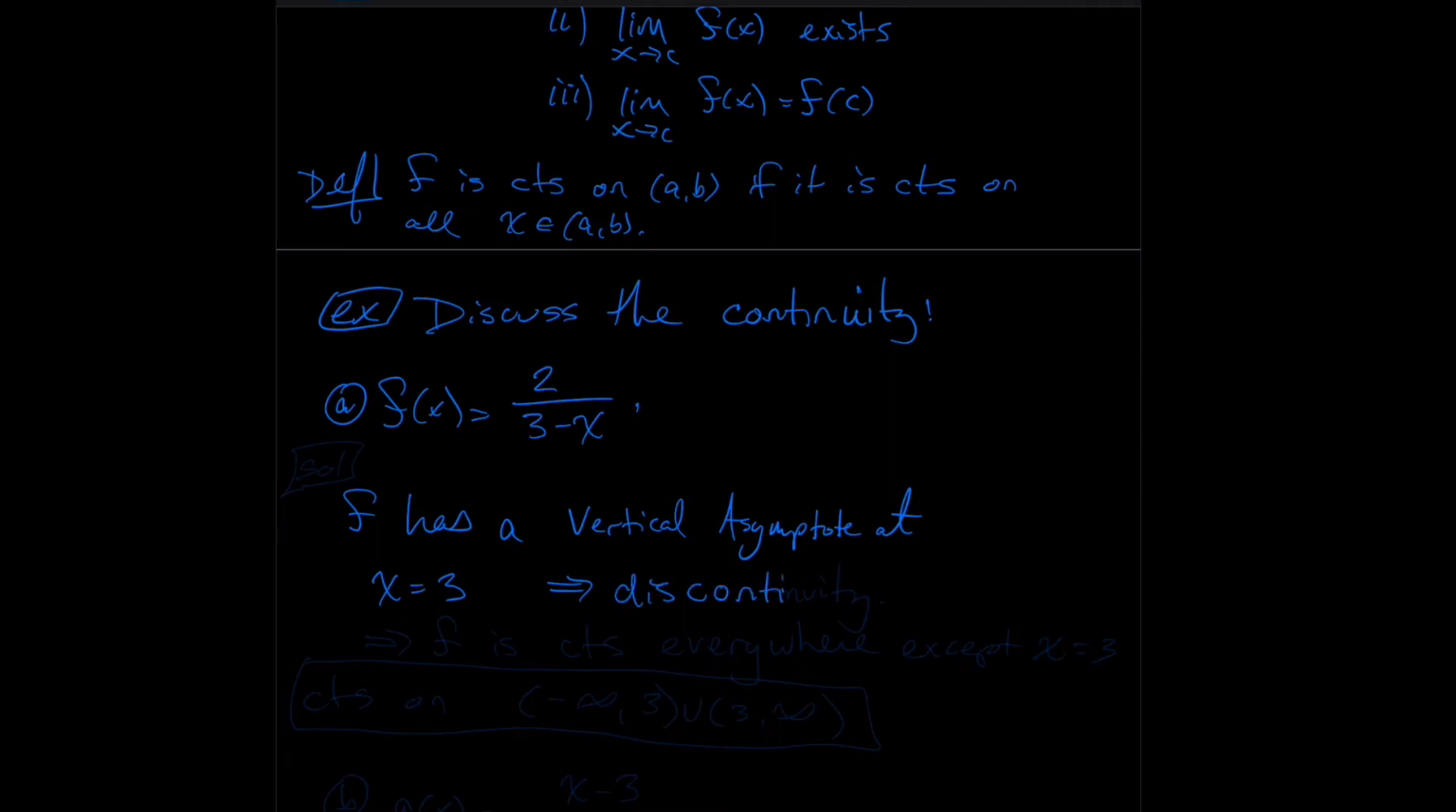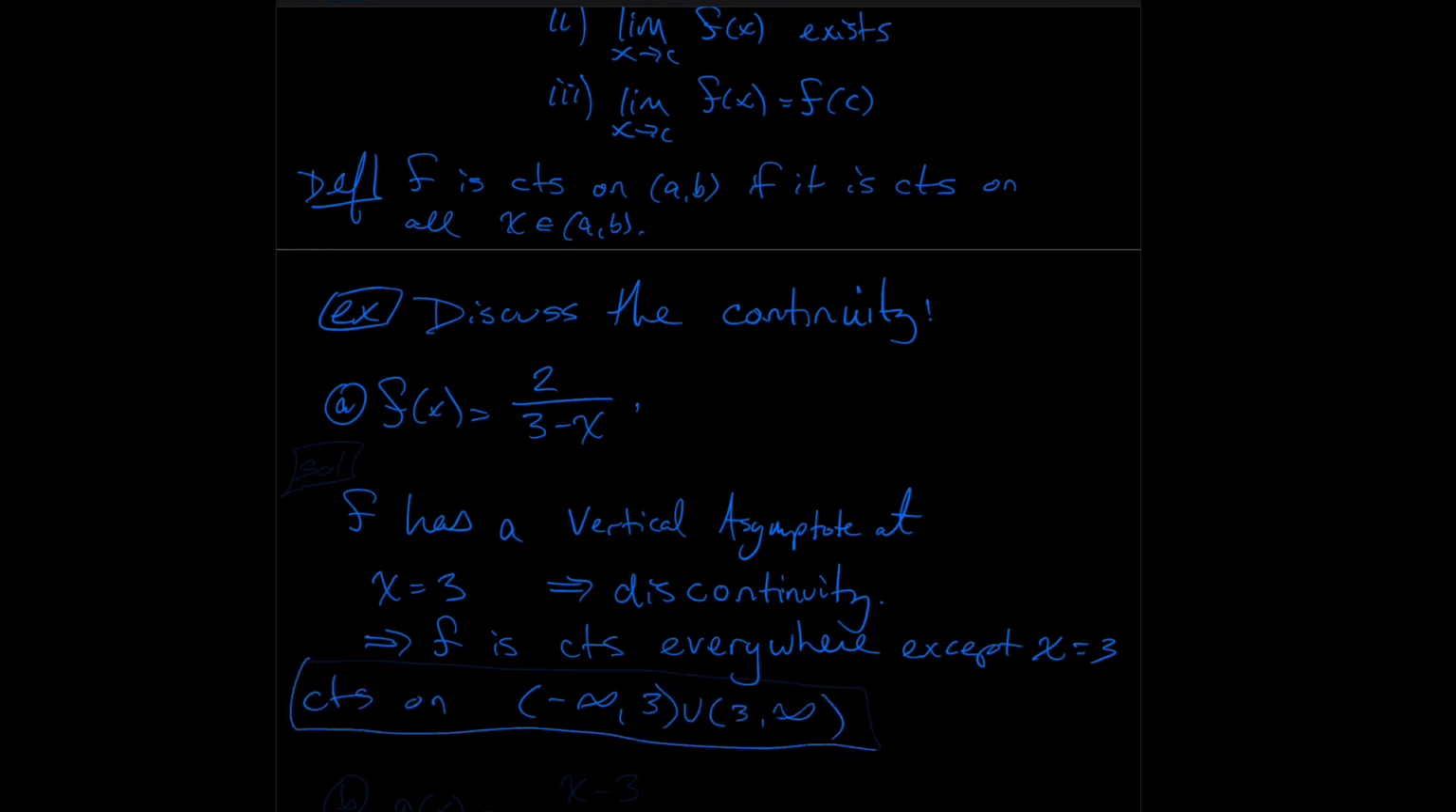So if we looked at the graph of that thing, we'd see we can plug in any value at all, but x equals 3 doesn't work. So f is going to be continuous everywhere except x is equal to 3. And we can write that in interval notation if we want. Negative infinity to 3, union 3 to infinity. So that just has a hole at 3.